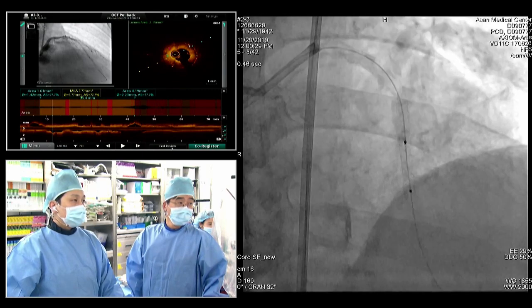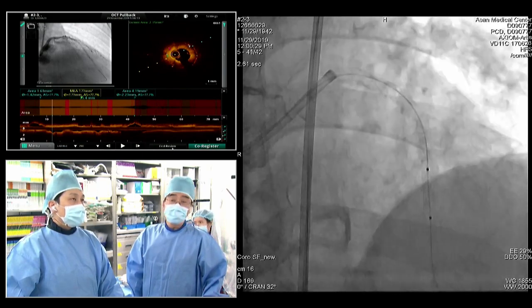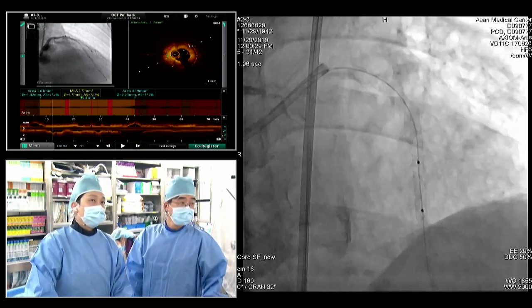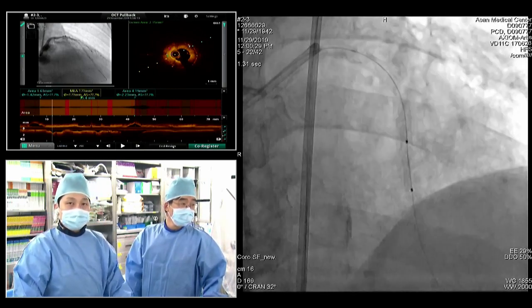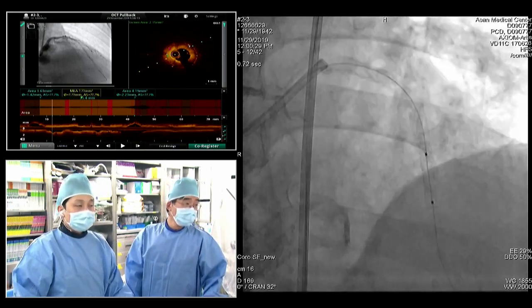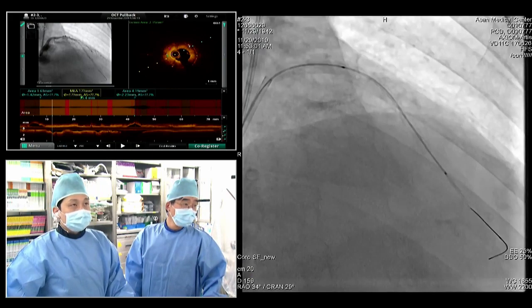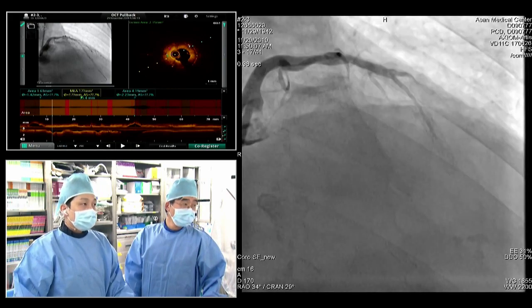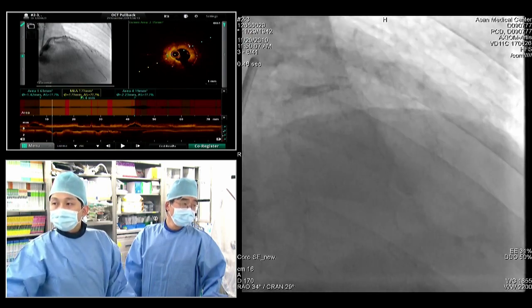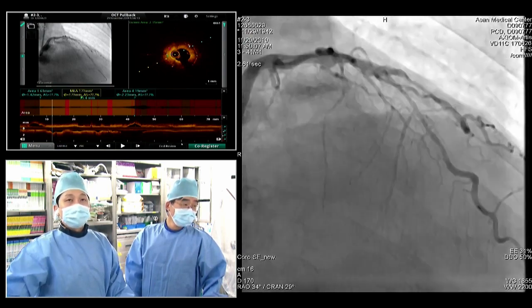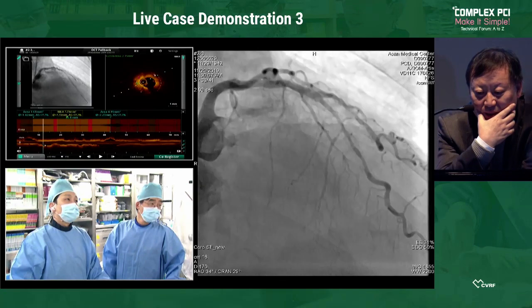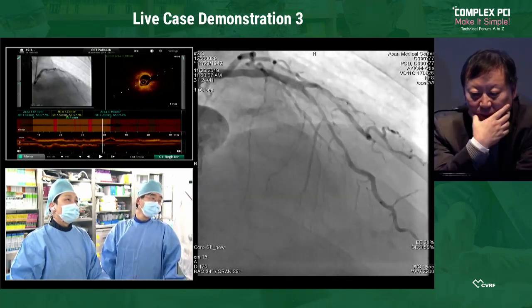Dr. Hong, based on the OCT finding, yes, I think it's very hard to dilate with a balloon. There is a need for some debulking, such as rota. I think rota is better than balloon.